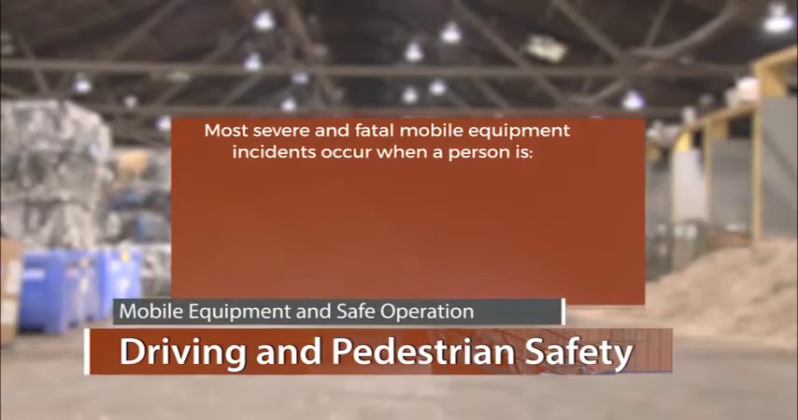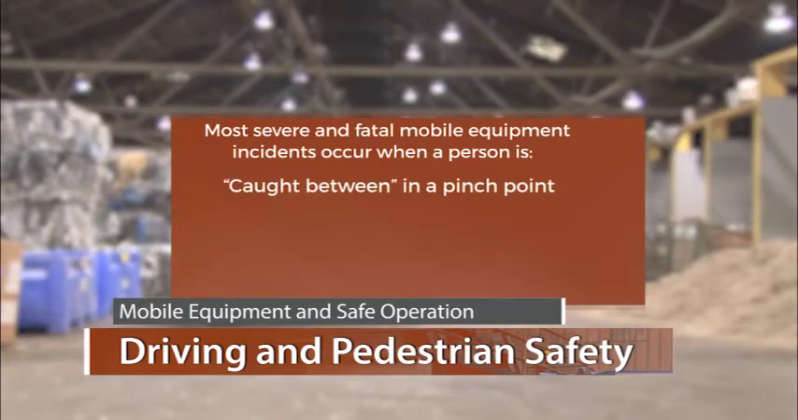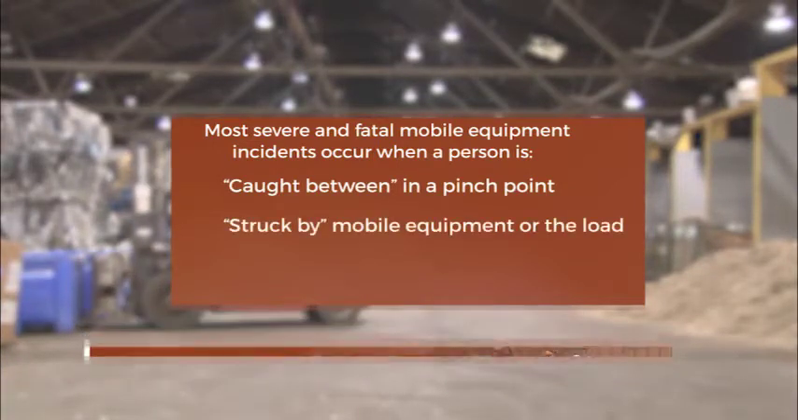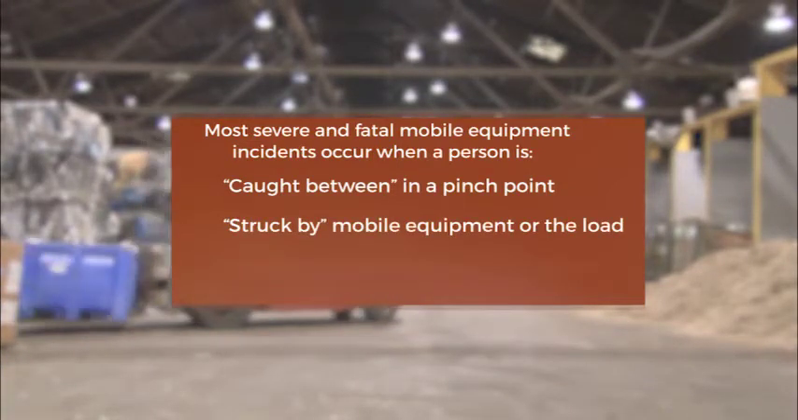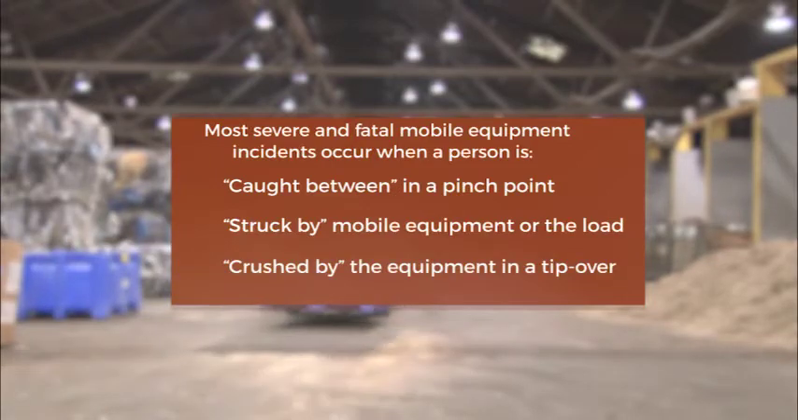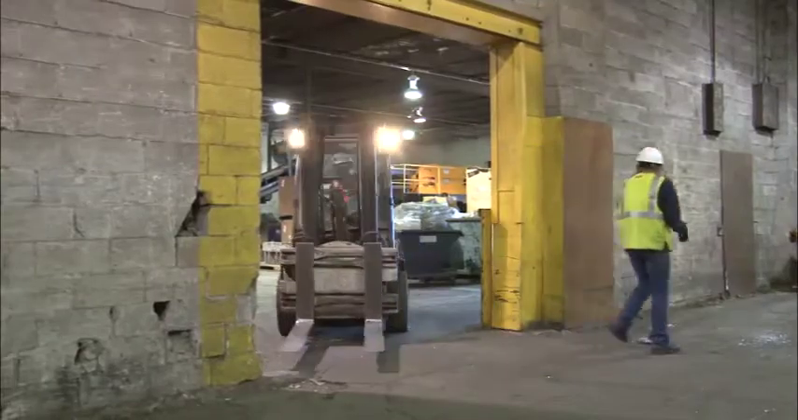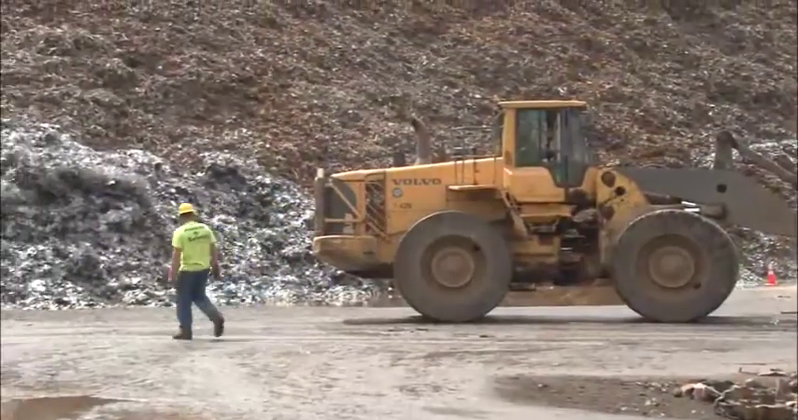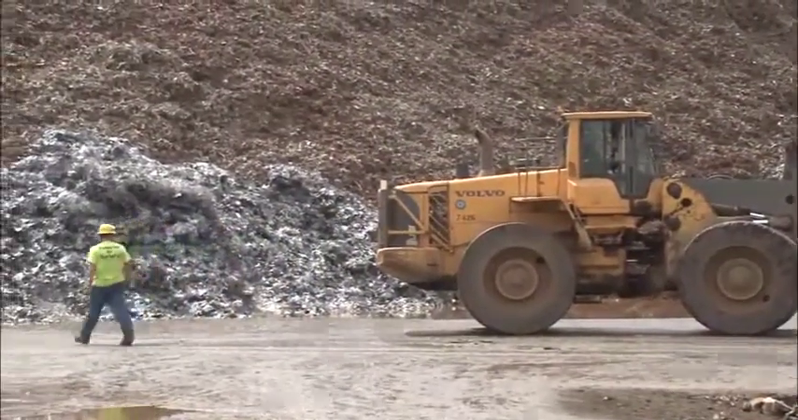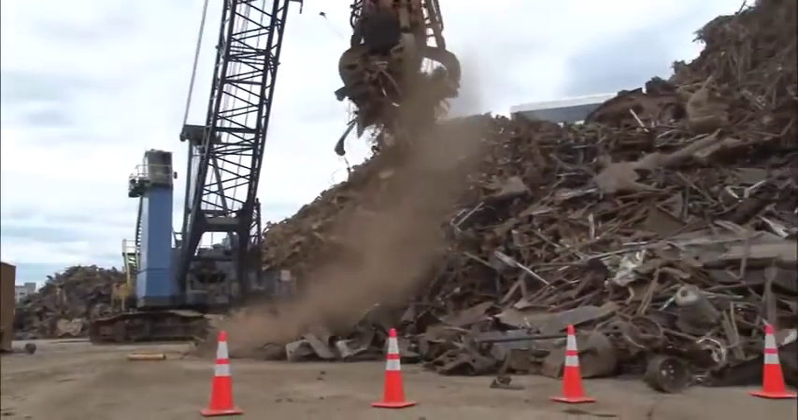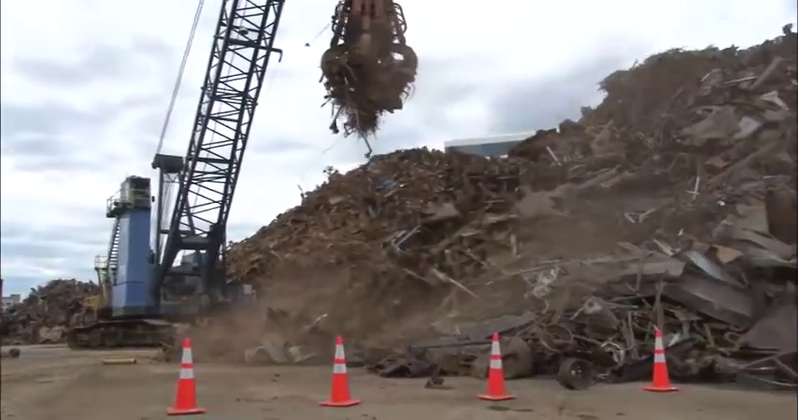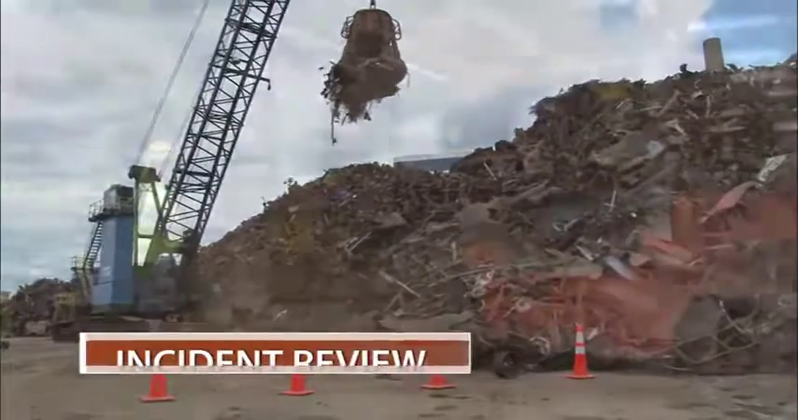The most severe and fatal mobile equipment incidents occur when a person is caught between in a pinch point, struck by the mobile equipment or the load, or crushed by the equipment in a tip-over. Injuries can occur to the operator, coworker, or pedestrian, and in order to prevent such injuries, operators and employees on the floor must maintain safe distances and avoid danger zones or pinch point situations.